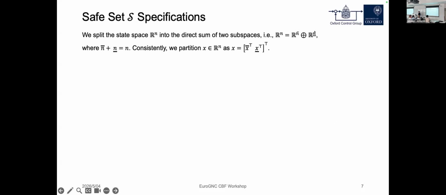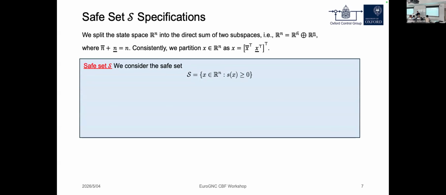The reason why we split the state space is from the relative degree observation. We observe that for many applications, the safety function is always defined over only a subspace of the original system. For example, you have a car controlled by the acceleration. We always only say the safe set is defined over the position, not the velocity, right? And for this case, the state space is naturally divided into the position space and the velocity space. And that's the meaning of this R overline and R underline over here.